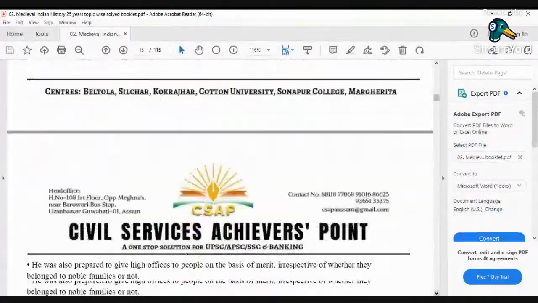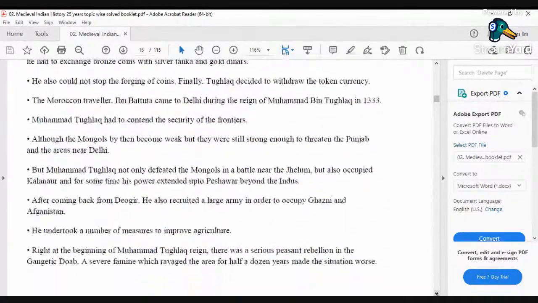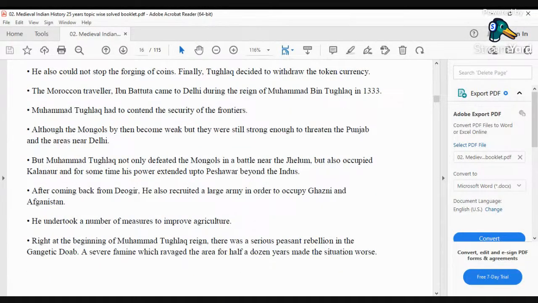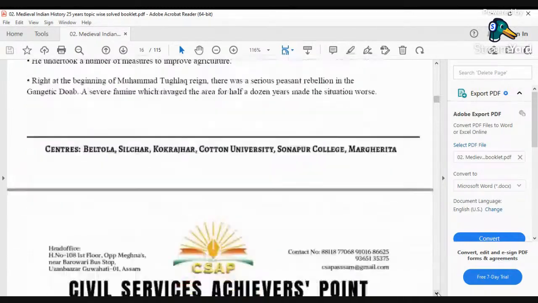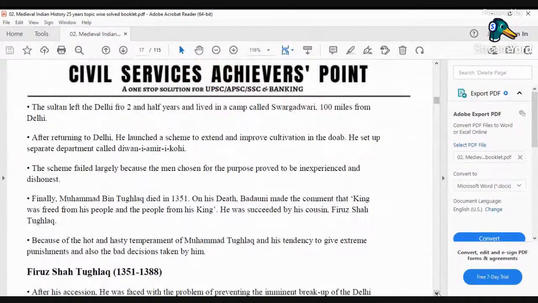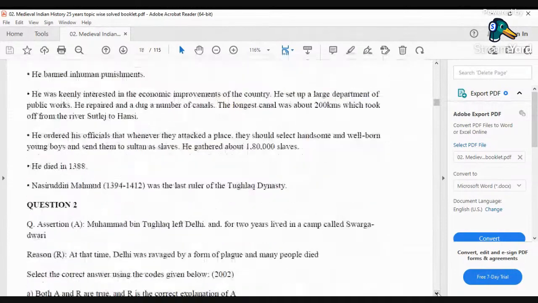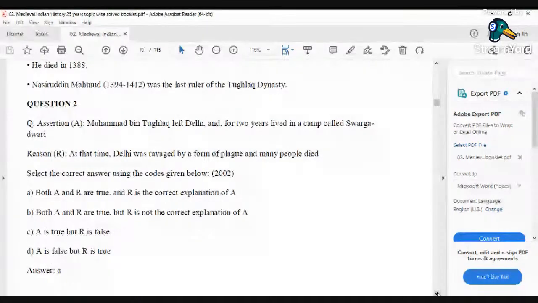Now let's take a look at the next question. This question also is in the form of assertion and reason. Muhammad bin Tughlaq left Delhi and for 2 years lived in a camp called Swargadwari. And the reason is, at the time Delhi was ravaged by a form of plague and many people died.